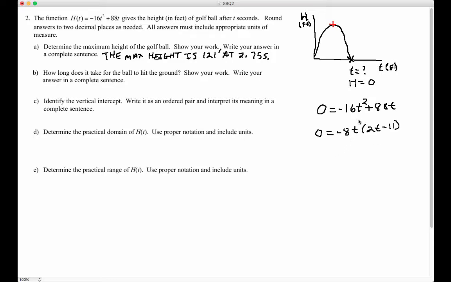Remultiply that out just to make sure I got that correct, and you'll see you get negative 16t squared plus 88t. Okay, so that tells me that negative 8t is equal to 0, or 2t minus 11 is equal to 0 by the zero product property, which says t is equal to 0 is one choice. Well, that's over here. That's when we started, before the ball left. Or t is equal to 11 halves.